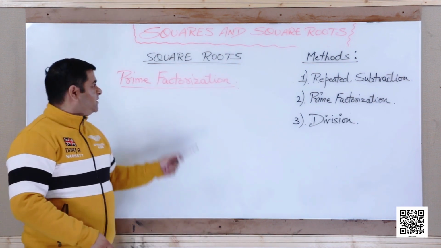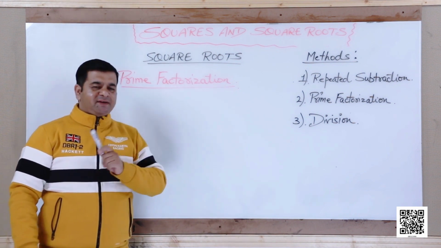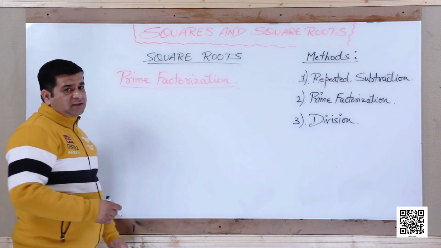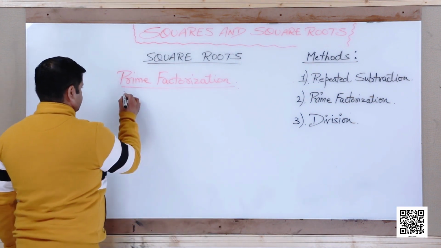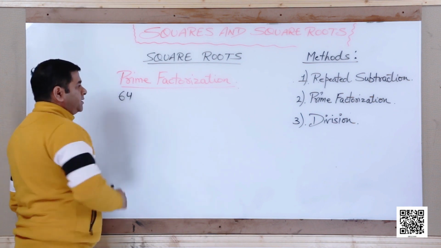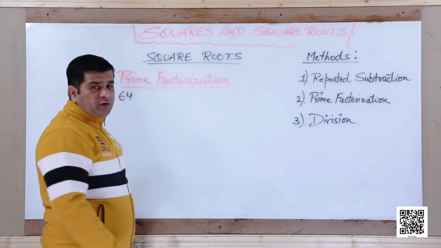Next method is prime factorization method for finding the square root of numbers. Let's see. Now, suppose we do have the same number 64 and we have to find its square root. How do we do?